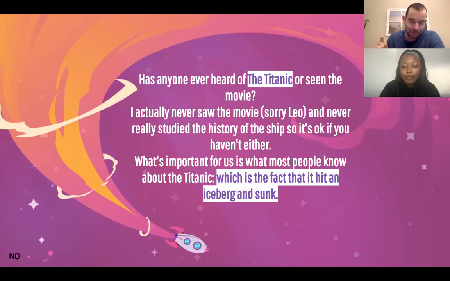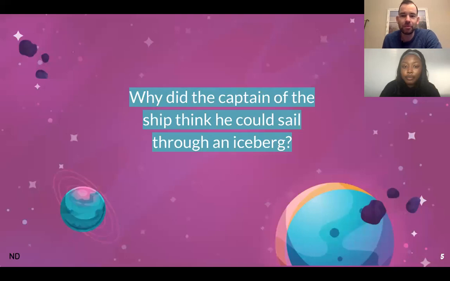What's important, the important fact for us, is what most people know, is the fact that it sunk. It was a ship that was supposed to be unsinkable, but it sunk because it hit an iceberg. So, why did the captain of the Titanic think he could sail through an iceberg? One reason, just hubris, right? Thinking that the ship was indestructible and could take on anything.